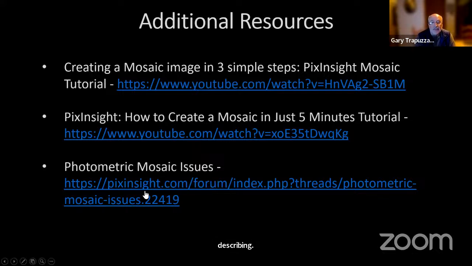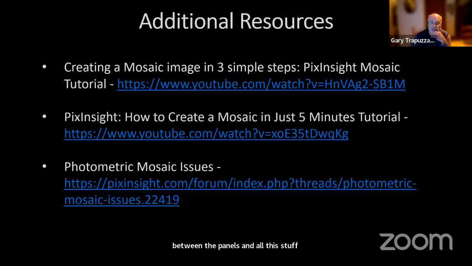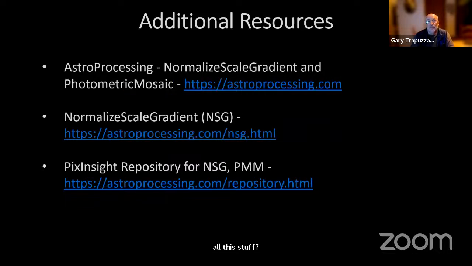And then after I did this, I started to do a little more digging. And I found this, photometric mosaic issues. People are talking about the panels not looking the same, and gradients between the panels, and all this stuff. And how do I get rid of this? And how do I do this? And that led me to these. So I would recommend looking into this. I plan to do it in more detail and try to reprocess these at some point.